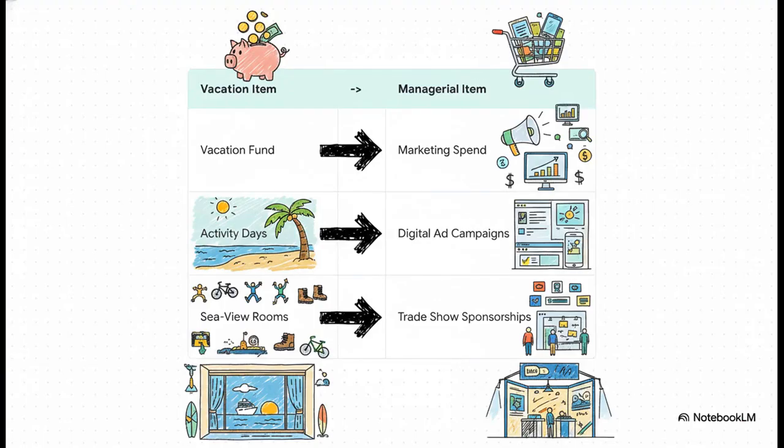The mapping is one-to-one. The vacation fund, that's your marketing spend. Those lower-cost, high-volume activity days, those are your digital ad campaigns. And the expensive, high-impact hotel rooms, well, those are your big-ticket trade show sponsorships. You see? You're no longer choosing between fun and luxury. You're choosing between strategic reach and deep, focused impact.